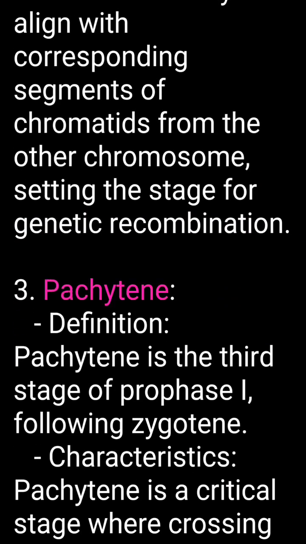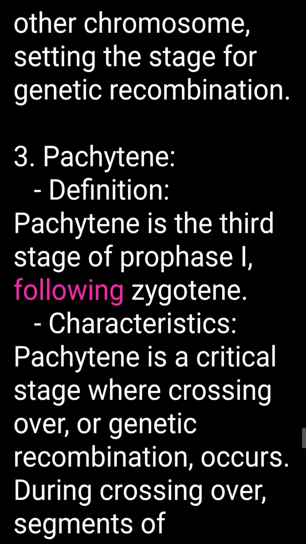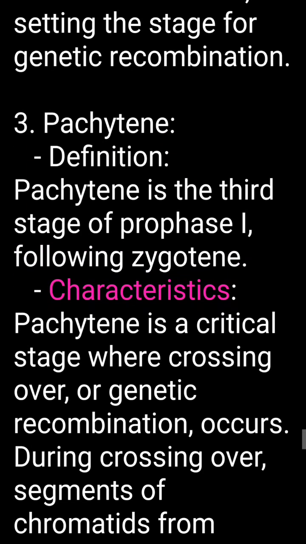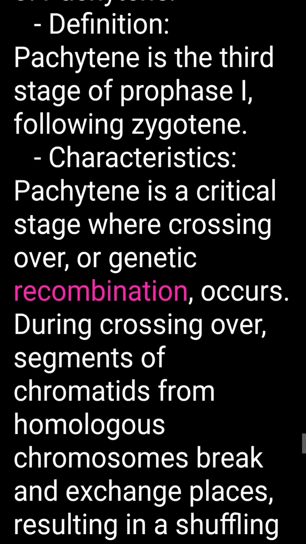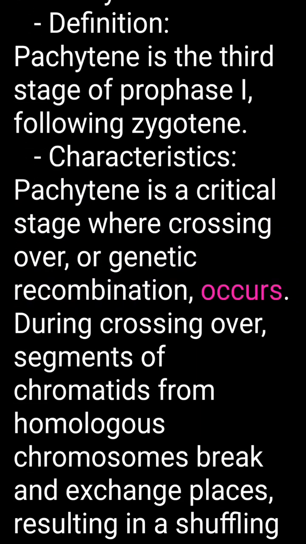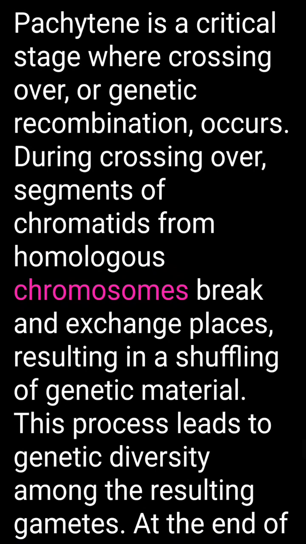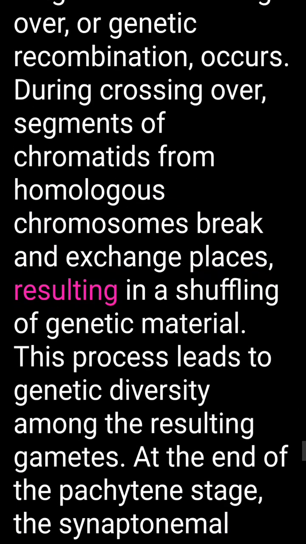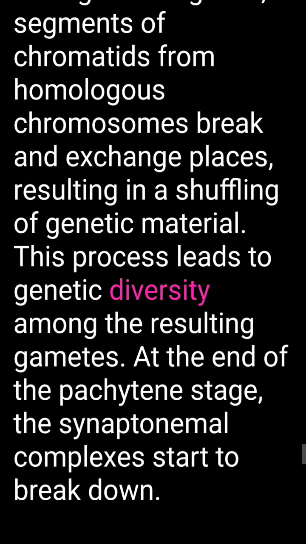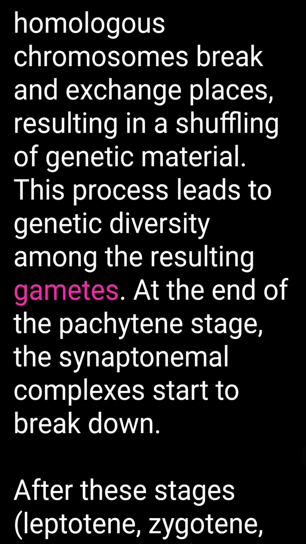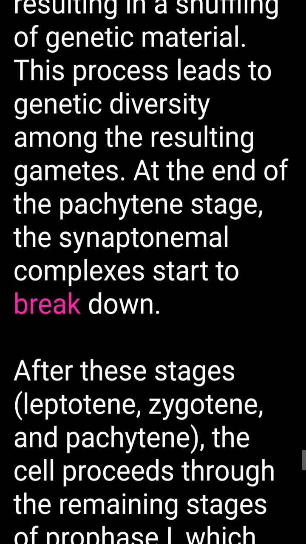3. Pachytene. Definition. Pachytene is the third stage of prophase I, following zygotene. Characteristics. Pachytene is a critical stage where crossing over, or genetic recombination, occurs. During crossing over, segments of chromatids from homologous chromosomes break and exchange places, resulting in a shuffling of genetic material. This process leads to genetic diversity among the resulting gametes. At the end of the pachytene stage, the synaptonemal complexes start to break down.